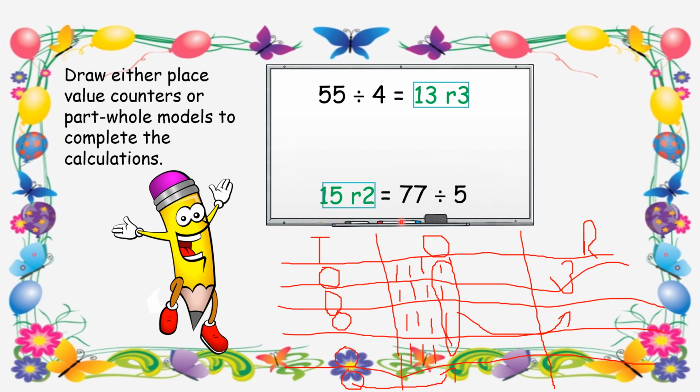So I'm going to exchange the 2 tens remaining to the ones column. So 2 tens plus 7 ones give me 27, and 5 in 27 is 5, because I know that 5 times 5 is 25. 25 and then remainder 2. 5 can go in 27 5 times equally, remainder 2, and that is how we have 15, remainder 2. Well done if you got it correctly.